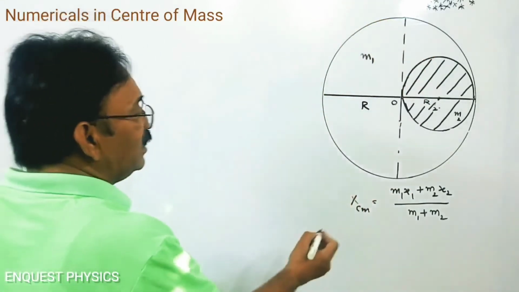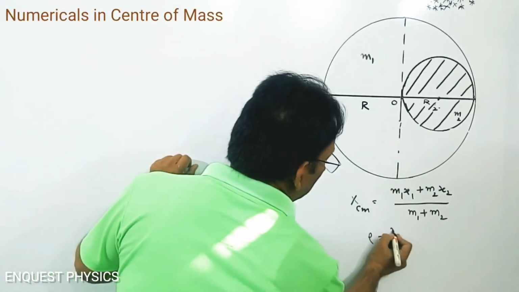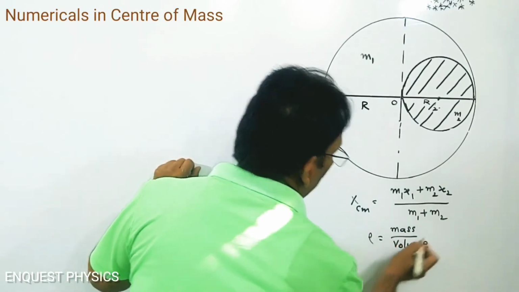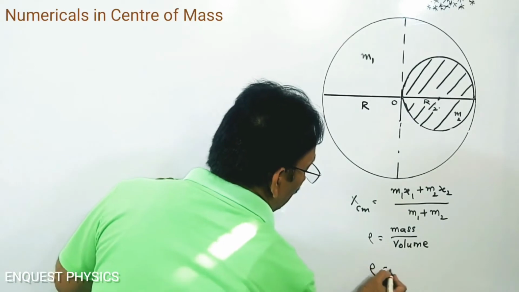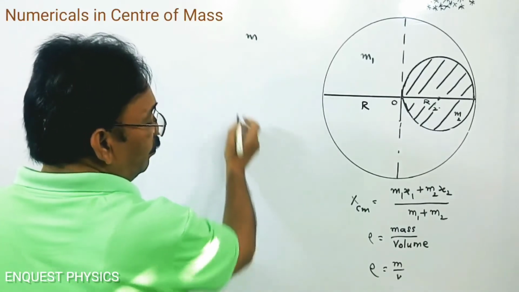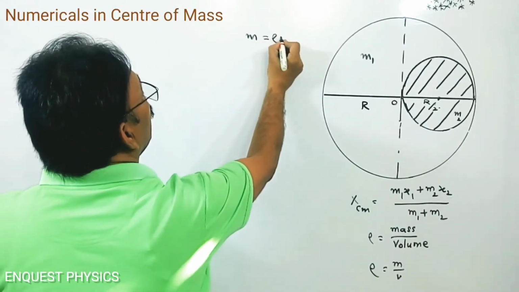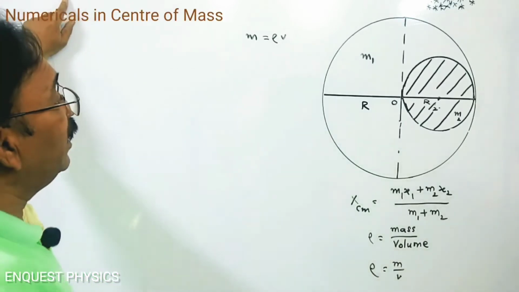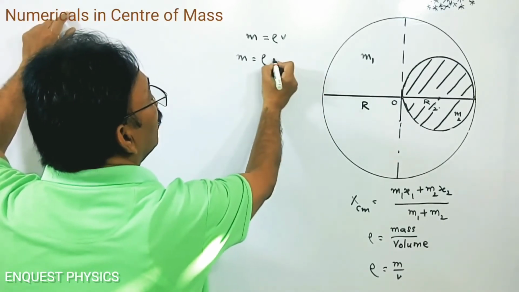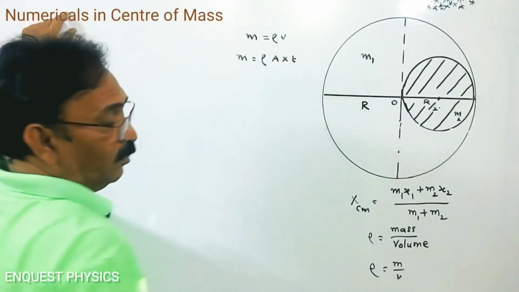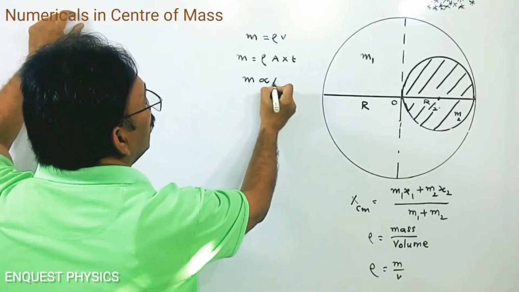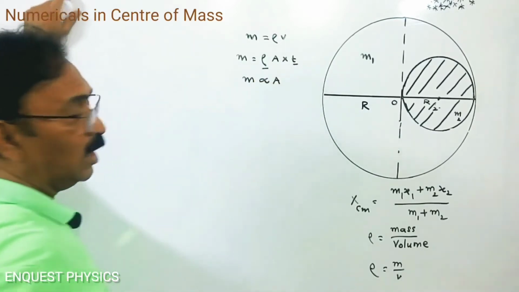And you know that density is equal to mass upon volume, or density is equal to m by v. I am writing here, or m can be written as m is equal to rho v. Okay students, here m can also be written as rho into volume. Volume is what? Area into thickness here. Thickness is constant. That's why I am relating it as m is proportional to A. Rho is one more constant.